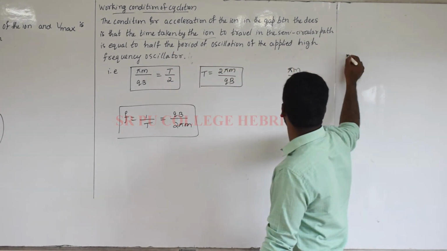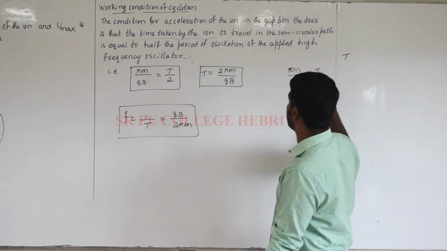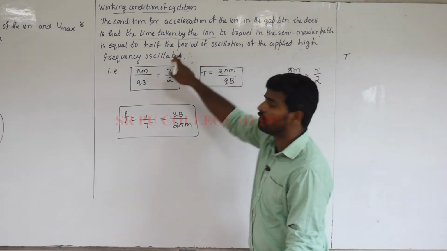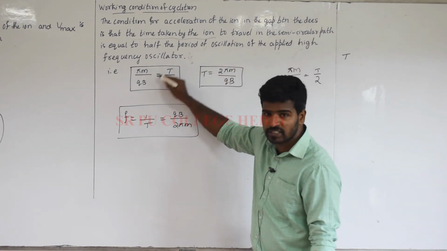The actual period of oscillation is denoted by T. Therefore, that is equal to half the period of oscillation of the applied high frequency oscillator. That is the reason why it is written as pi m divided by qB is equal to T divided by 2.